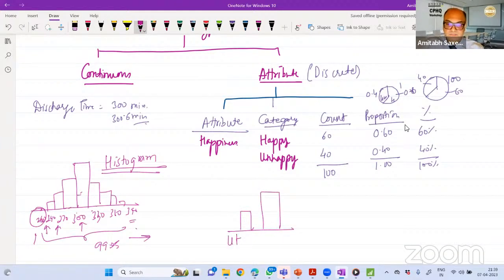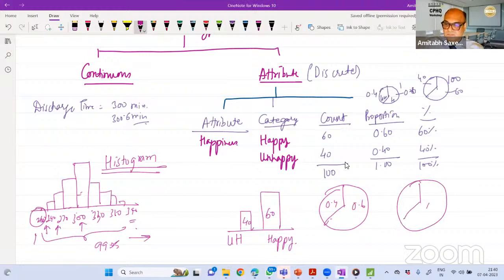Happy, unhappy. Happy is 60, unhappy is 40. Simple, bar chart. Or a pie chart. Proportion indicating 0.6 and 0.4. Or it could be percentage also, as I told you, 60%.